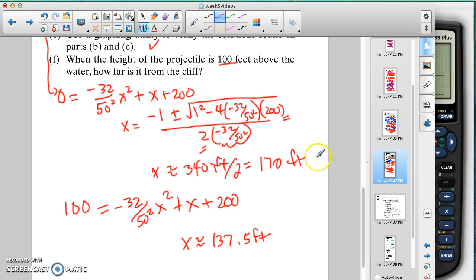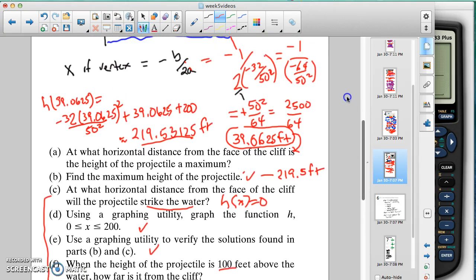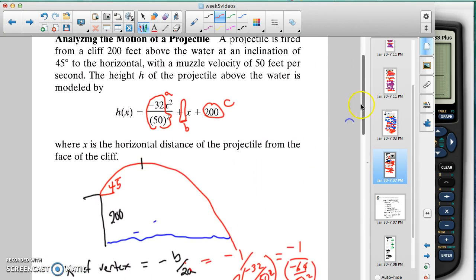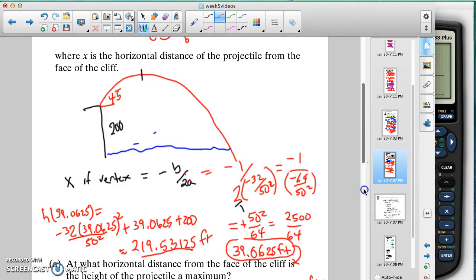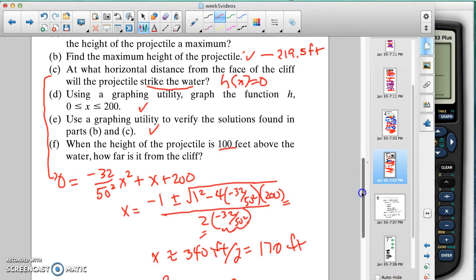So that's answering all the questions we had in this problem. We finished up, caught our mistake, verified using the calculator, and answered some more questions.